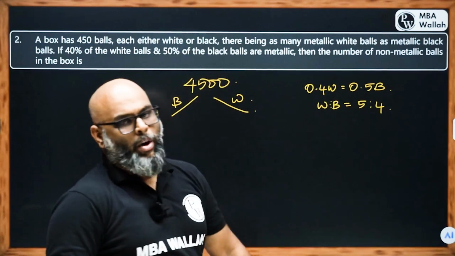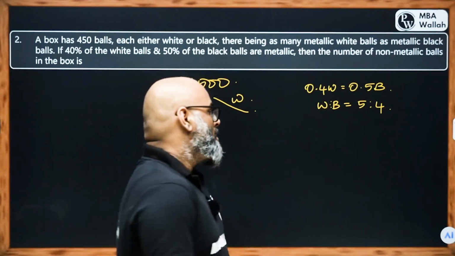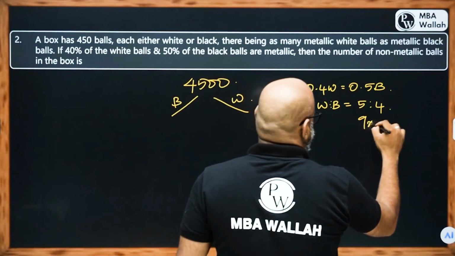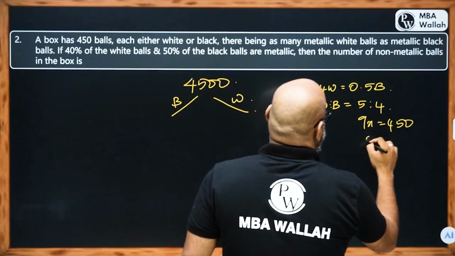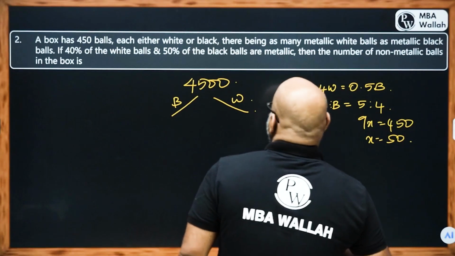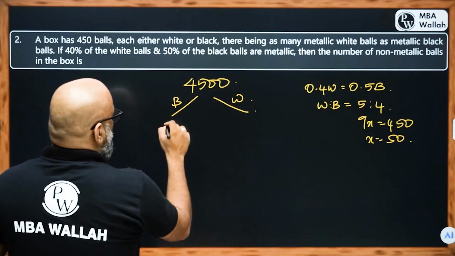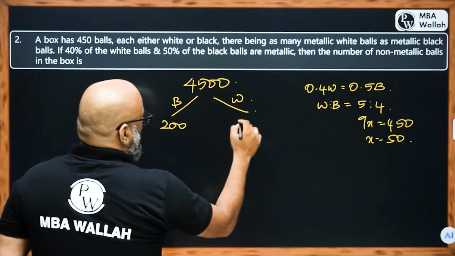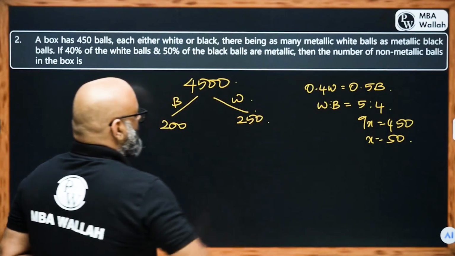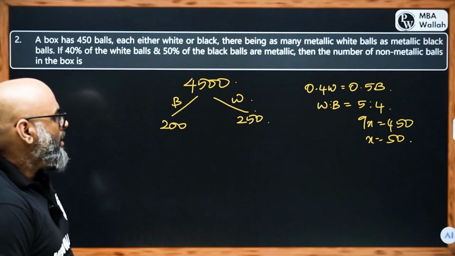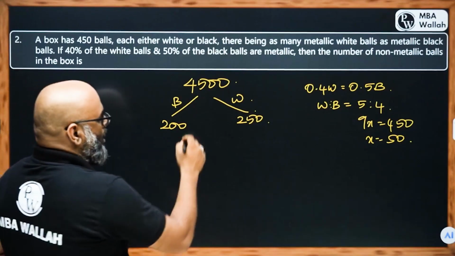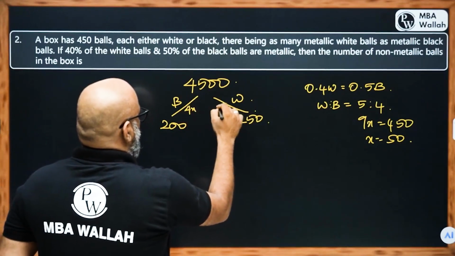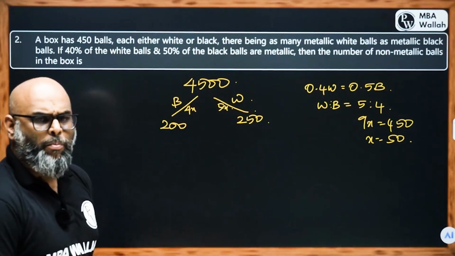So if there are 5 white balls, there are 4 black balls. So 9x is equal to 450. X is equal to 50. So black balls will be 200. White balls will be 250. I've taken that because it is 4x and 5x by ratio.